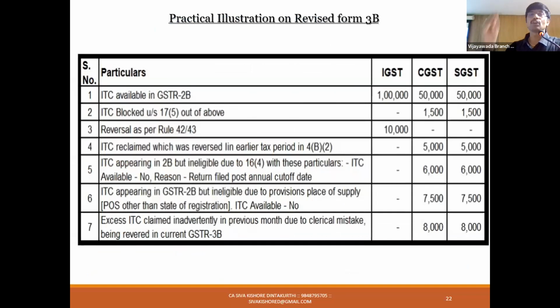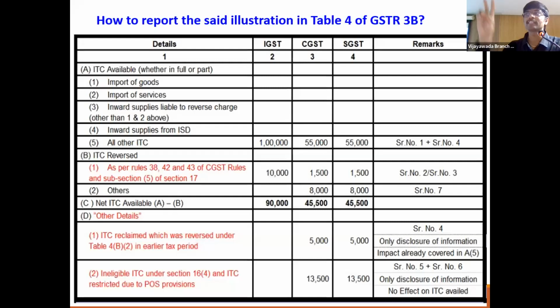And this 5,000, serial number 4, 5,000 was already earlier reversed in 4B1, sorry, 4B2. Now you are claiming, so it will find place in two rows. 4A5, 5,000, 5,000. 4D1 for disclosure purpose, because it is not having support in 4A5 through 2B. It will have to be reflected in 4D1. Am I right? Is it very clear to you?